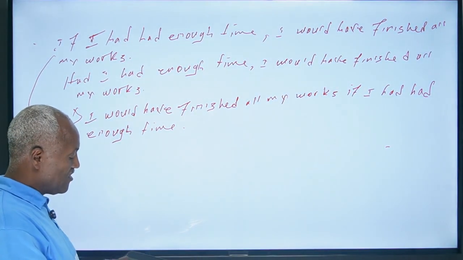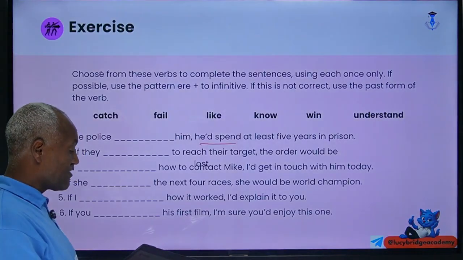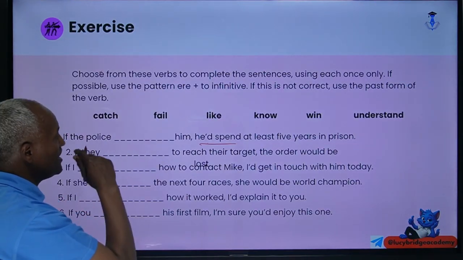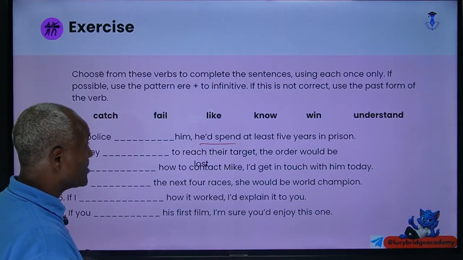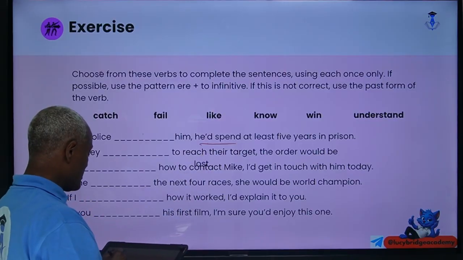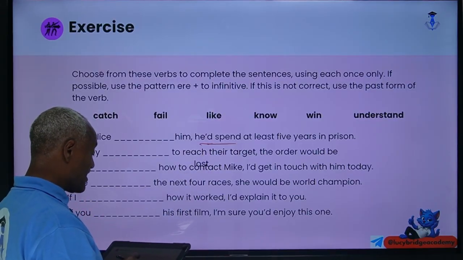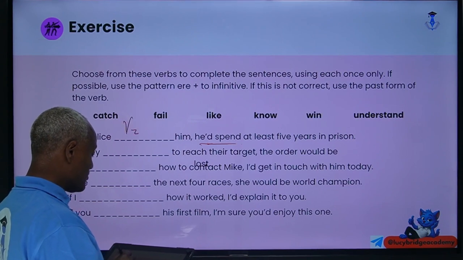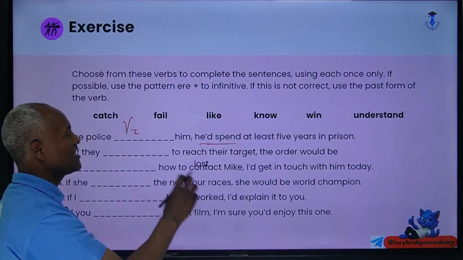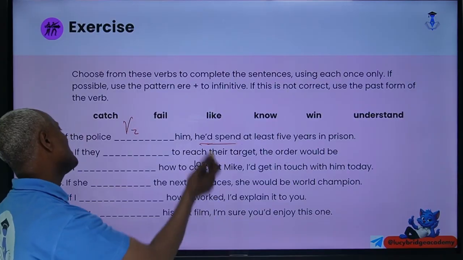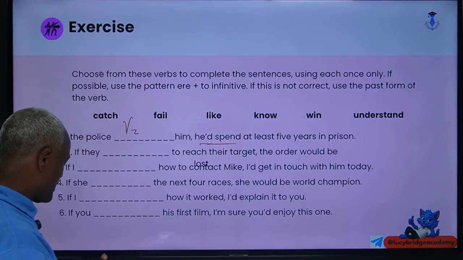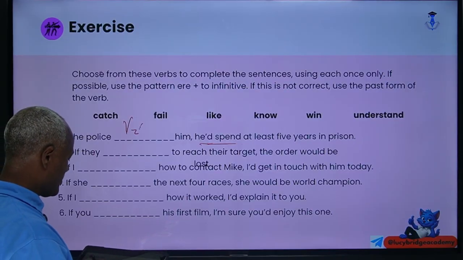But for the inversion, I already showed you the inversion here. For instance, if the police caught him, he would spend at least 5 years. That means here we have to change. If this one is would plus verb 1, here we have to use verb 2. First you have to identify which word is appropriate to complete the sentence meaningfully, then the other verb form is decided based on the main clause. This is verb 2, so here we say caught.